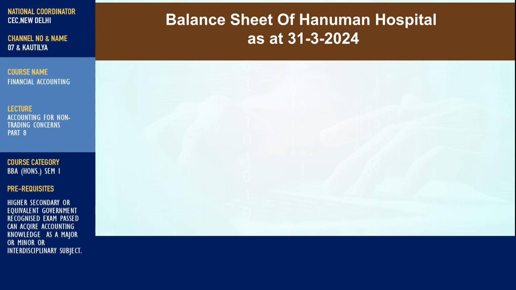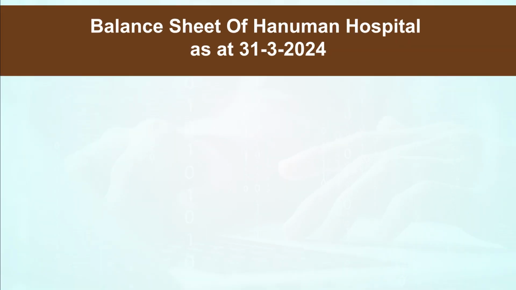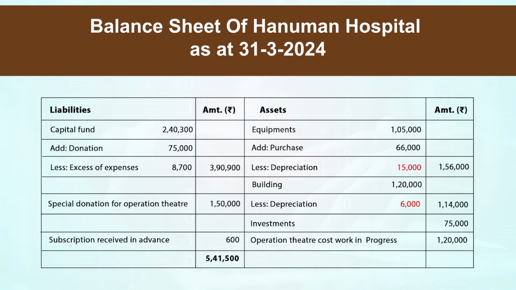Balance sheet of Hanuman Hospital as on 31st March 2024. Again here we have to prepare liability side and asset side. First we'll see liability side. In that the first point is capital fund amounted 2,40,300. This we have to write down in inner column. Then we have to add donation rupees 75,000, less excess of expenses 8,700. To the outer column 3,90,900.